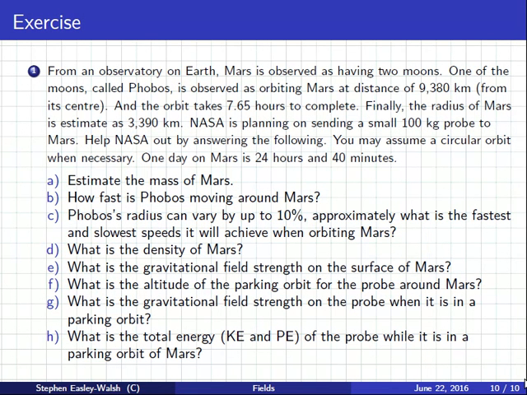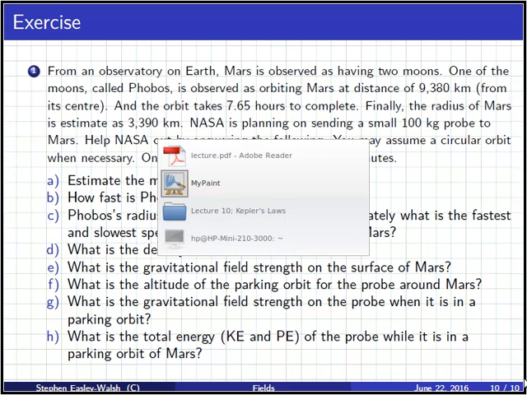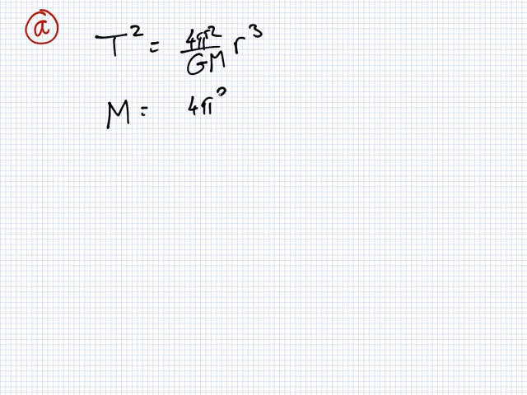G squared or 4 pi squared. Yeah, what's this called? Kepler's. Very good. Okay, we'll use that. So Kepler said T squared equals 4 pi squared r cubed over GM. Sorry, GM, of course. And we're looking for M, so we can say M equals 4 pi squared r cubed over G T squared.